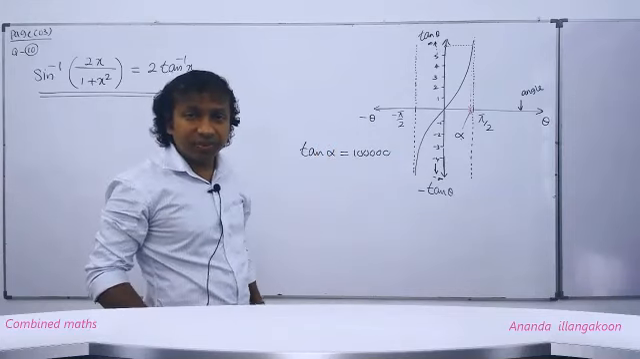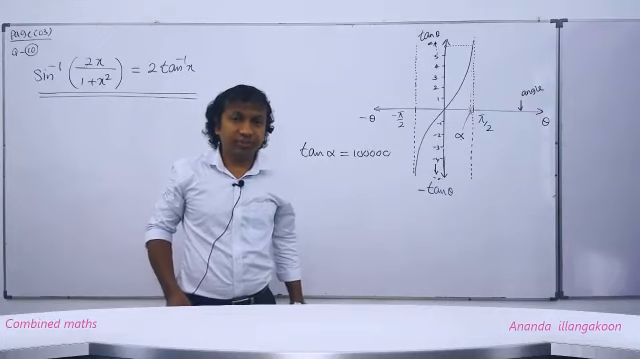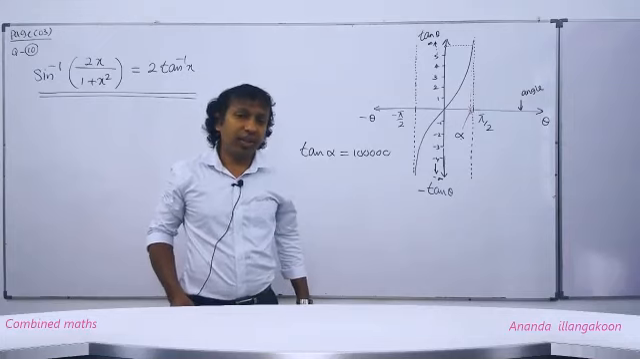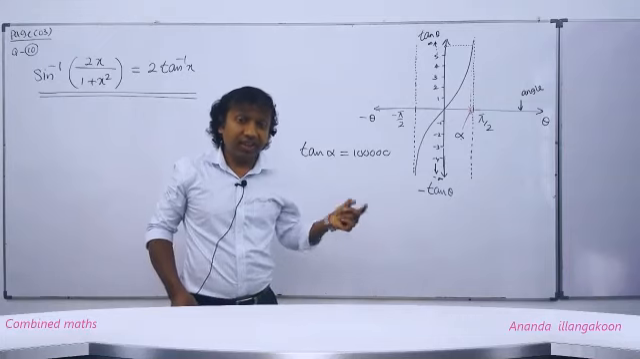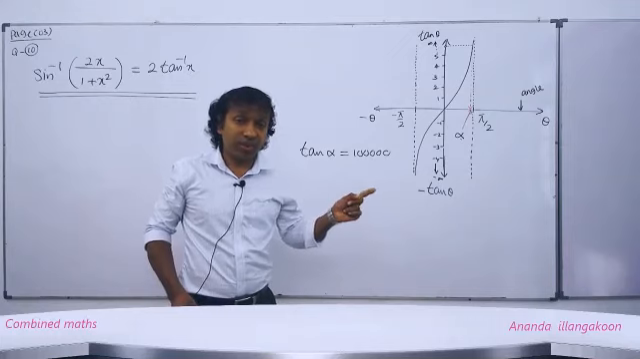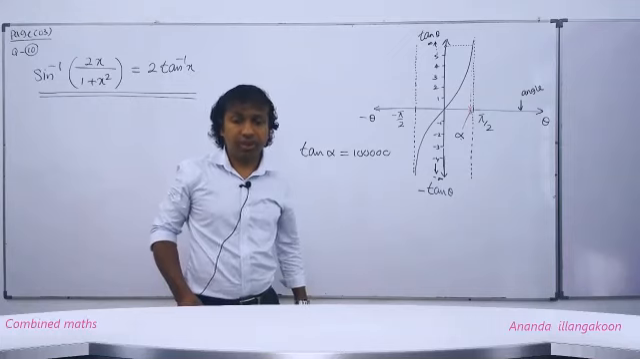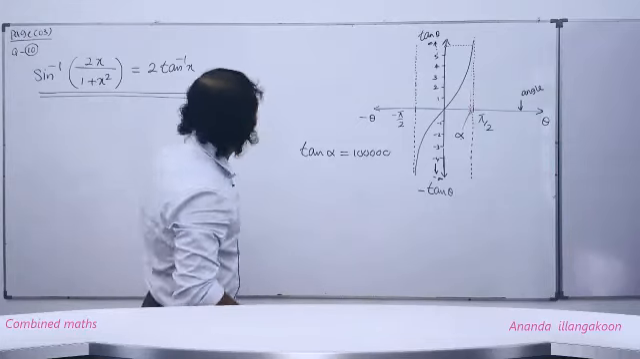So this is another important one. Any real number you can write as tan of an angle, and such an angle exists between minus pi by 2 and plus pi by 2. Understood?